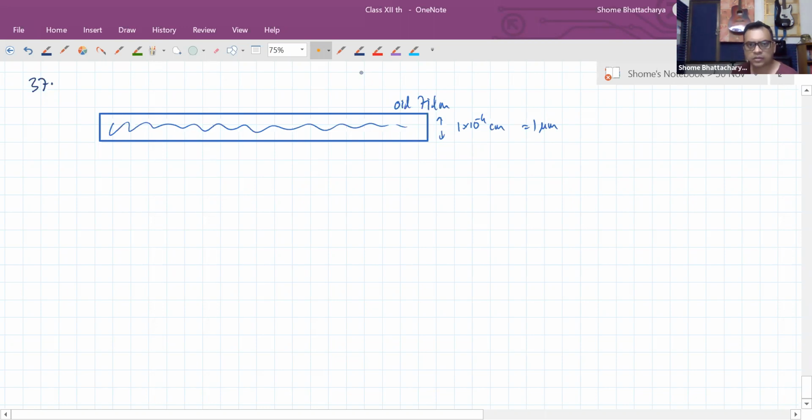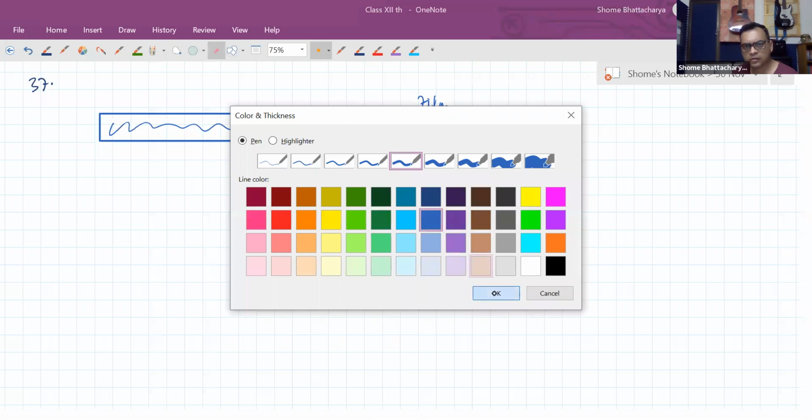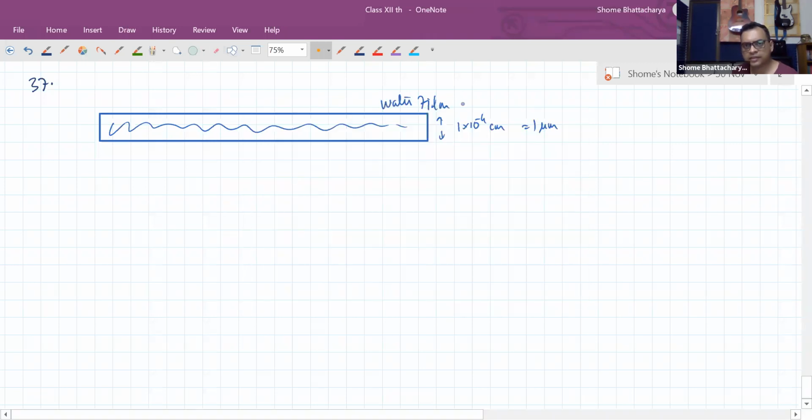Actually, it's a water film, sir. My mistake. So the refractive index of water we are taking as the standard value 1.33. Now what is happening is the light incident is white light. So the wavelengths are standard, between 400 and 700 nanometers. So we have to find out which are strongly transmitted.